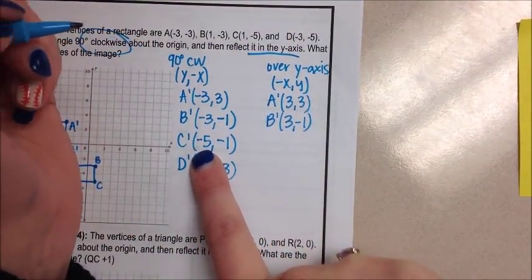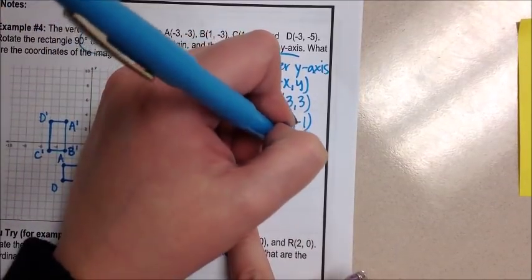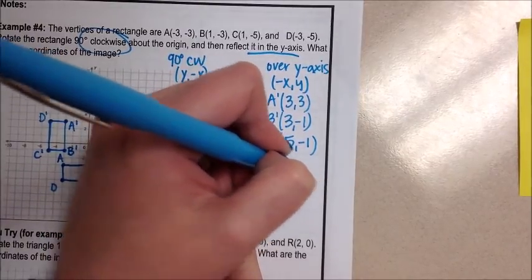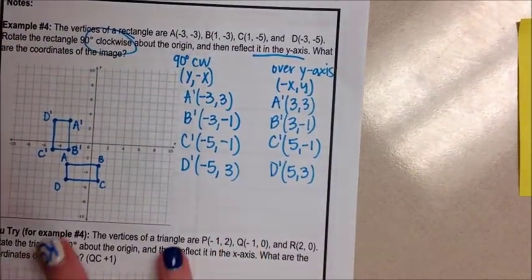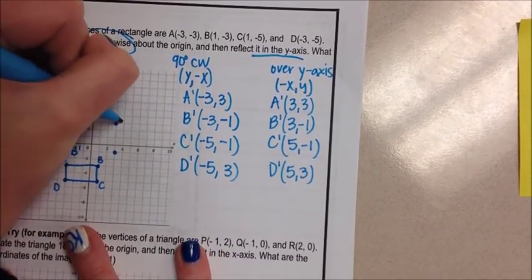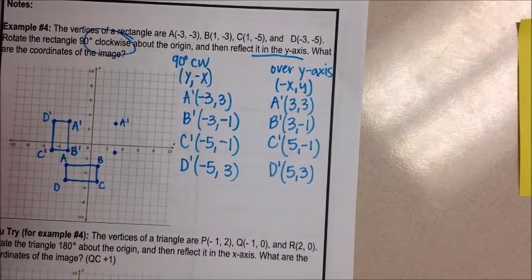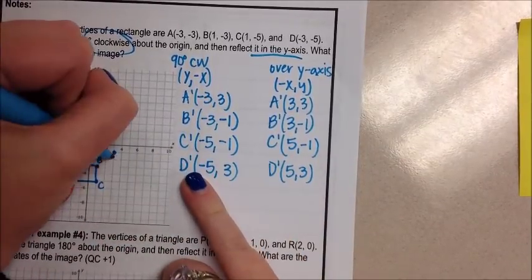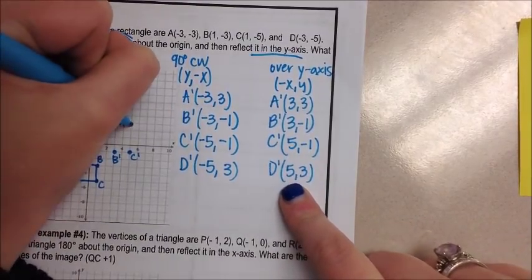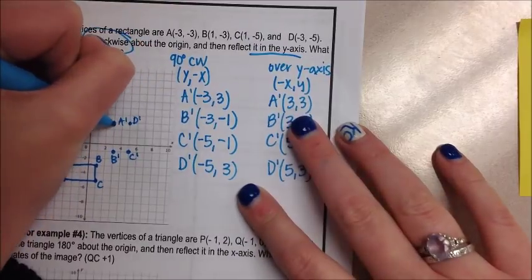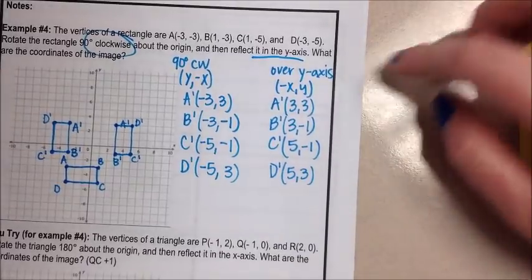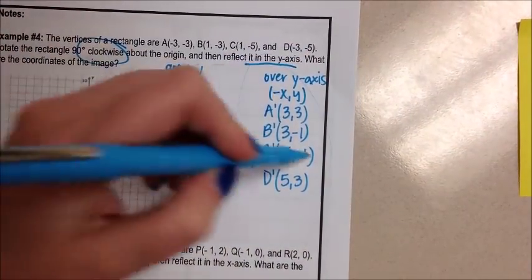Opposite of this x is 5, keep the negative 1, and then opposite again of negative 5 is 5, keep the 3. Okay, so now I'm at 3, 3, 3, negative 1, this is A prime, and then this is B prime, and then C prime is at 5, negative 1, and D prime is at 5, 3. Okay, you could have done that without putting the points, but if it's just asking you for a point, just use your rule, okay?